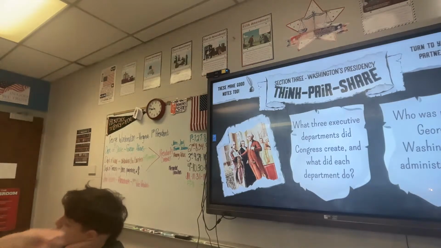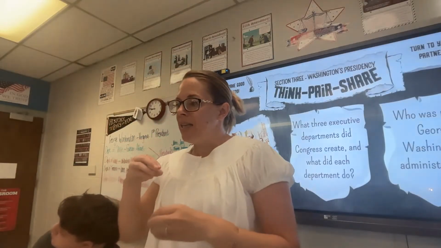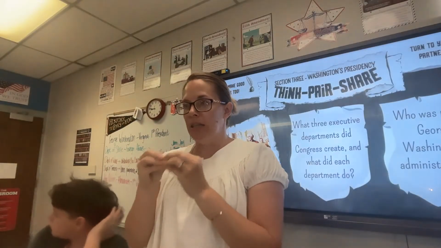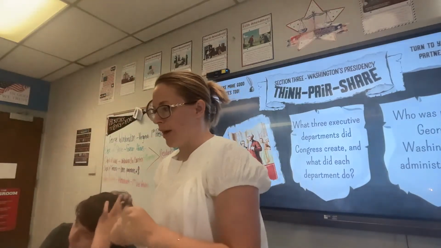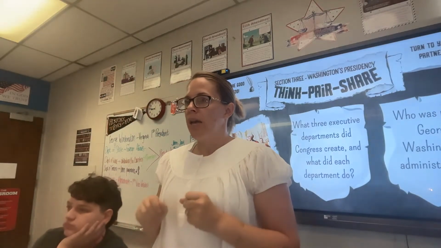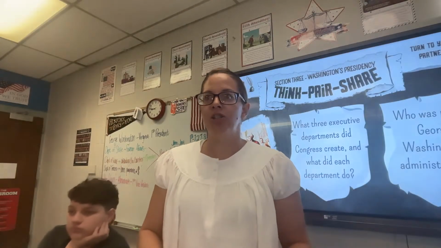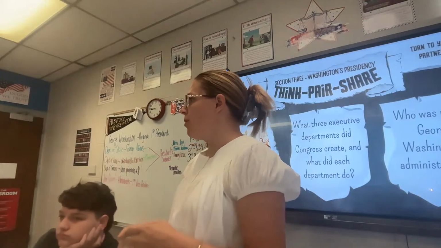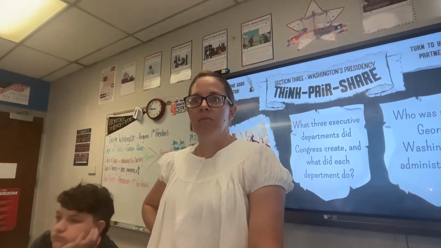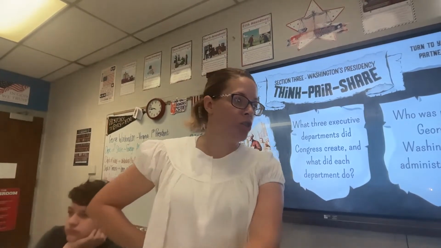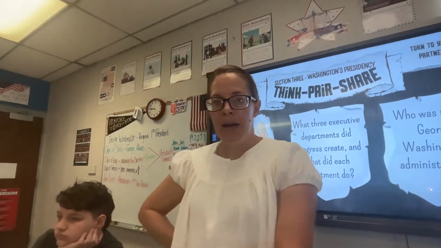So in the Constitution, it doesn't provide specific things. It does say there's an executive branch, a legislative branch, and a judicial branch. But it also mentions that the executive branch can make departments. But it doesn't say how many. It doesn't say what those departments should do. It doesn't say what those departments should be called.